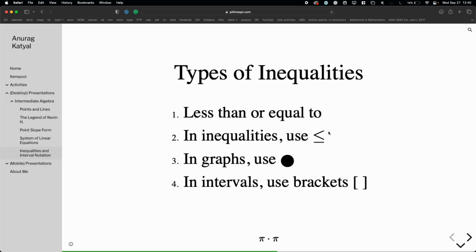Next thing, less than or equal to. So here, do we see it's the less than symbol with a half equal sign sort of fused into the bottom? Now, for less than or equal to and greater than or equal to, we use solid dots.